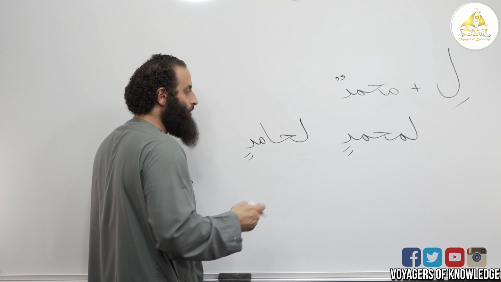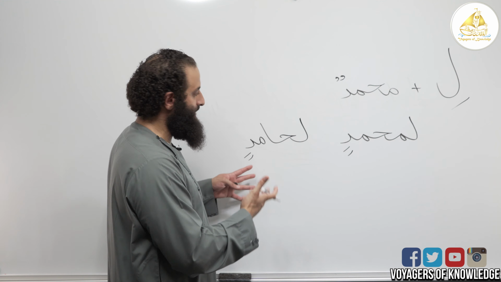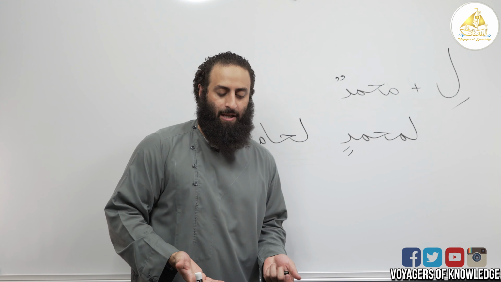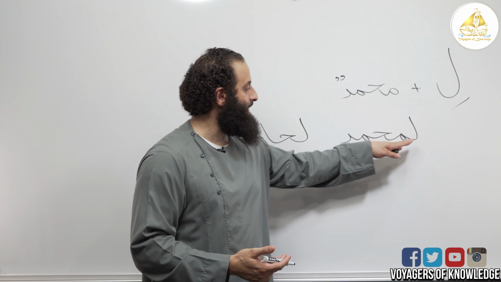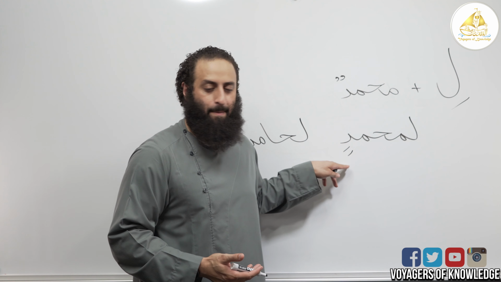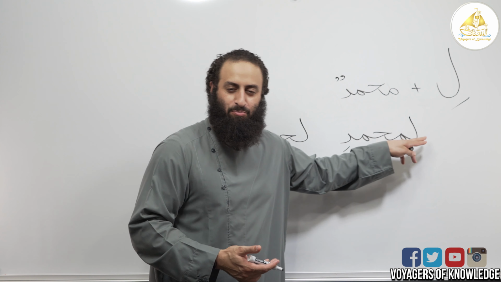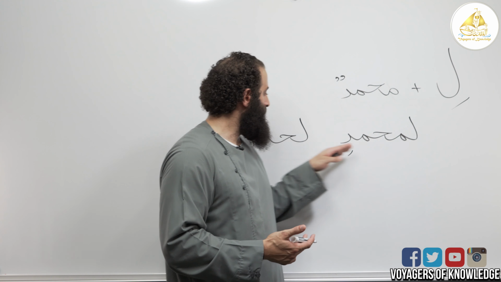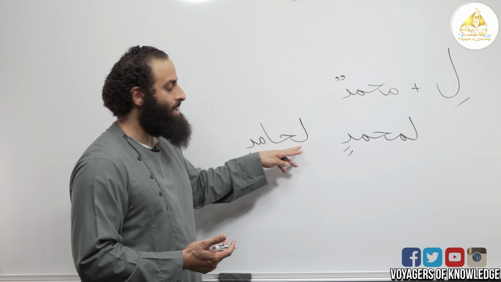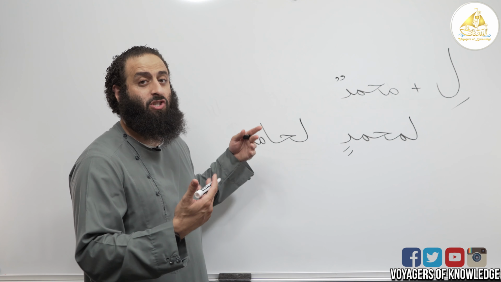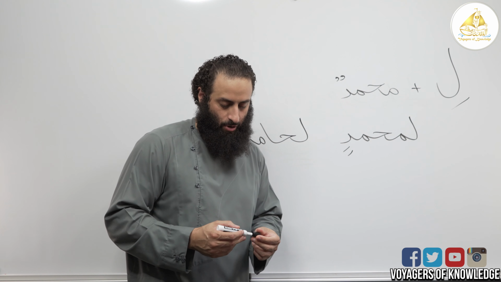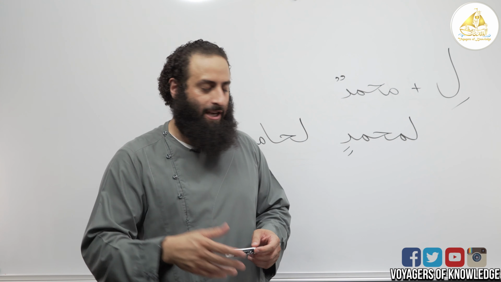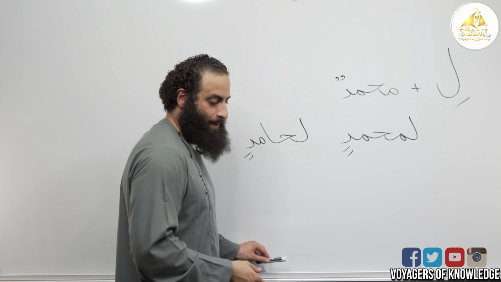لحامد. So you say, okay, I know what it's doing to the word now, but what does it do to the meaning? هذا لمحمد, this is for Muhammad. All right, meaning this belongs to Muhammad. And over here, lihamid, this belongs to, or this is for Hamid. Okay.